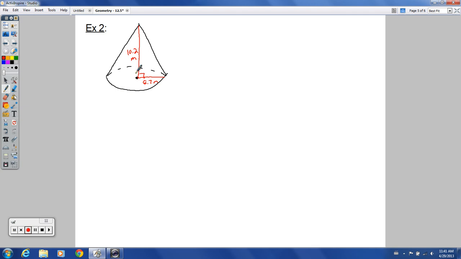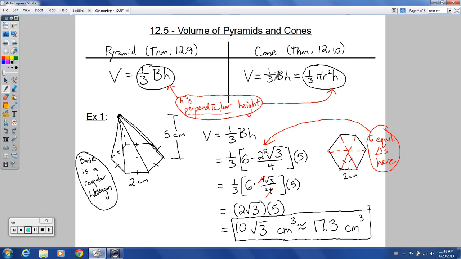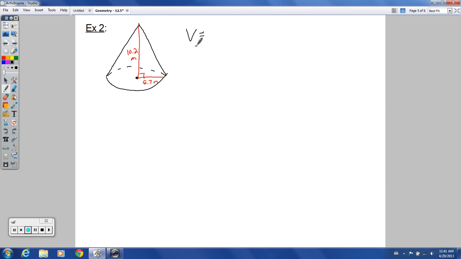We're going to say this is a right cone, so it's straight up and down, not oblique, not on a slant. The volume formula, we're going to figure out the volume here. The volume formula for a cone, remember, is the same thing as for a pyramid, but your base is a circle, so you can replace the capital B with pi r squared. So we have 1/3 pi r squared times the height. Plug in the numbers and go from there.